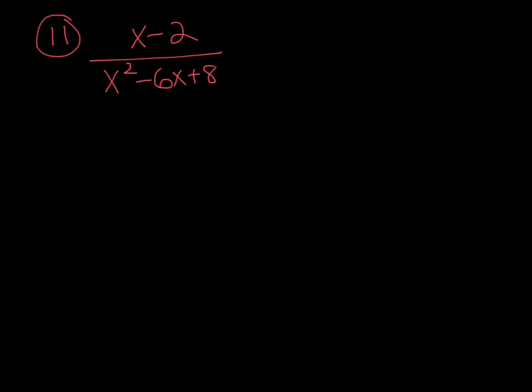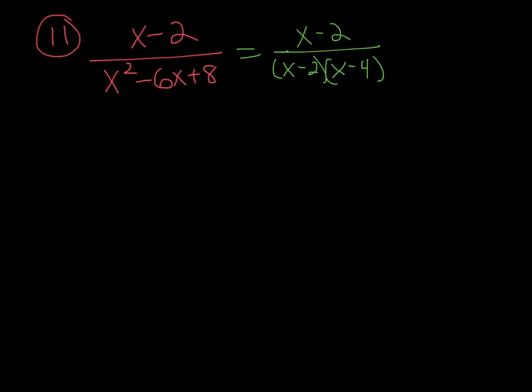So for this one, it's another similar idea. We're going to keep the x minus 2 in the numerator. You can't do anything with that. The denominator, however, is one that we can factor into 2 binomials. You are going to factor that by looking for 2 numbers that multiply to 8 and add to -6, and that will be -2 and -4.